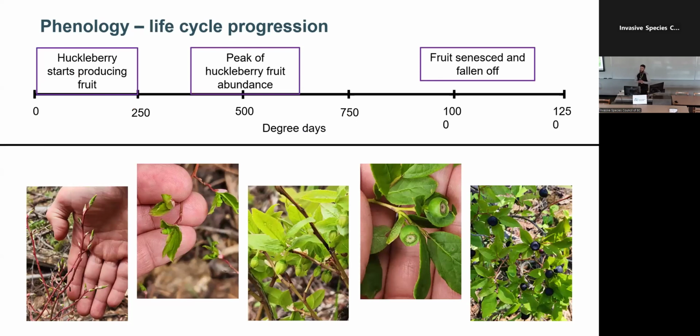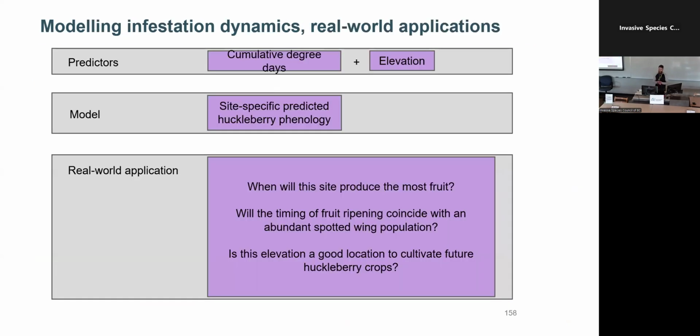We'll be using our degree day values in order to model the phenology, or the life cycle progression, of these two organisms. An example of some of the phenological milestones that we're interested in looking into are the beginning of the huckleberry fruiting season, the peak of huckleberry fruit abundance, and the duration of this season. On my last slide, I've just included a representation of how we might use one of these models, and then some of the questions we hope to answer through this modeling system.